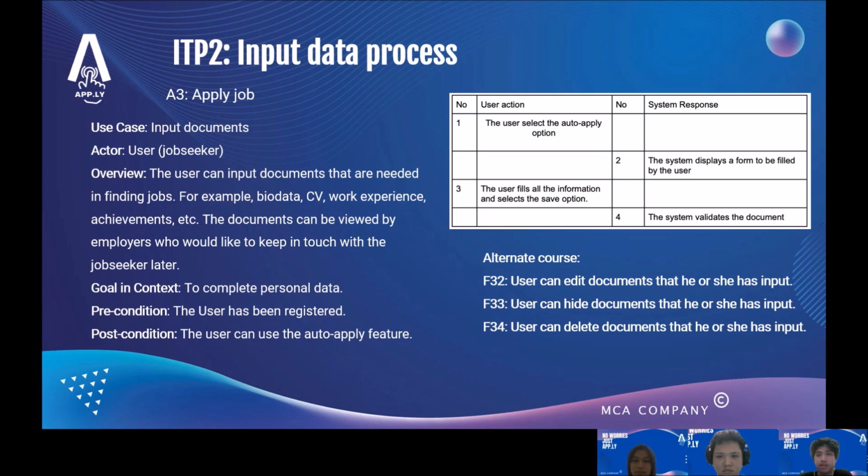And then second is system response. The system displays a form to be filled by the user. Third, the user fills in the information and selects the save option in the user action. And then the last one is system response. The system validates the document.